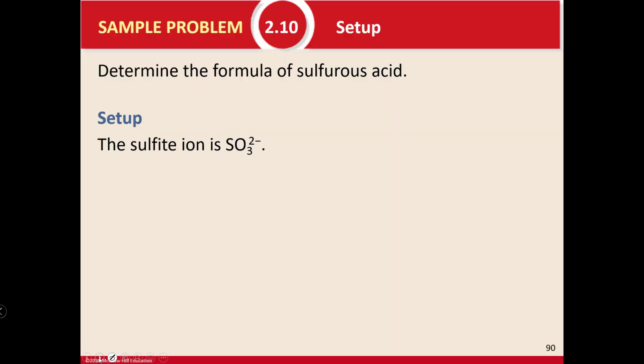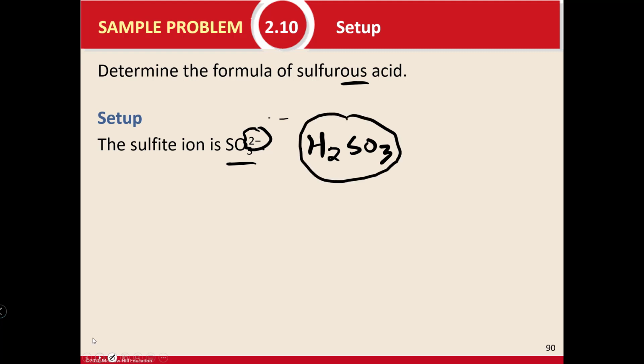All right, so determine the formula of sulfurous acid. I delight in something delicious. So there's the ous. There's the ion it comes from, the sulfite ion. It's a -2 charge. Therefore, I need 2 positive hydrogen ions to bond with that to make it neutral. There's the chemical formula for sulfurous acid.